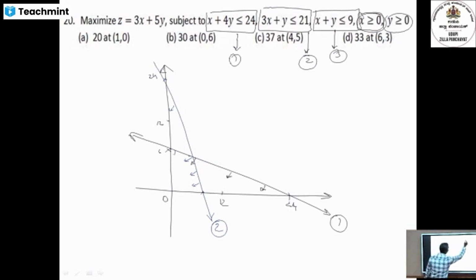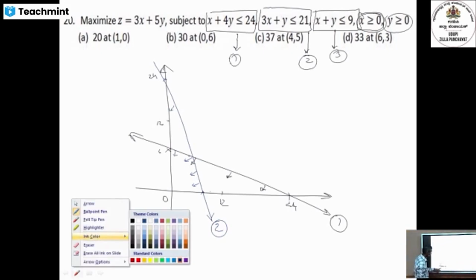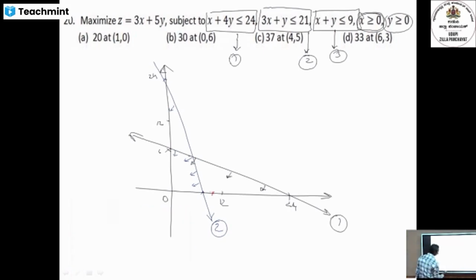Now x plus y less than or equal to 9. So 9 will be somewhere here. When x equals 0, y is equal to 9. When y is equal to 0, x equals 9. So these two points. Sorry for that. It's like this. So this is the third equation. So below this line.